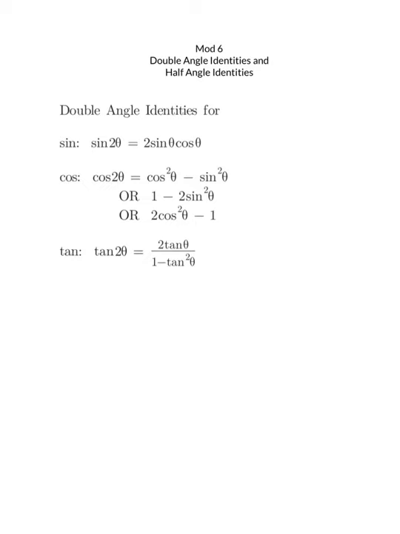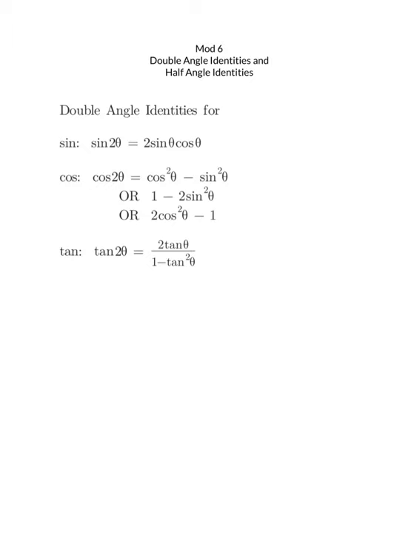The double angle identity for sine says that the sine of 2 theta equals 2 times the sine of theta cosine theta. For cosine of 2 theta, you could use cosine squared of theta minus sine squared of theta, or by rewriting using Pythagorean identities, you could get the 2 alternate versions of 1 minus 2 sine squared of theta, or 2 cosine squared theta minus 1.